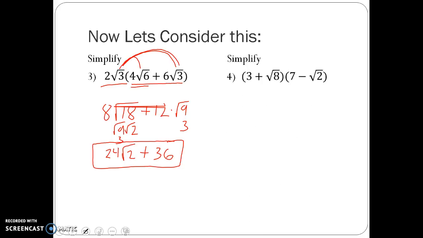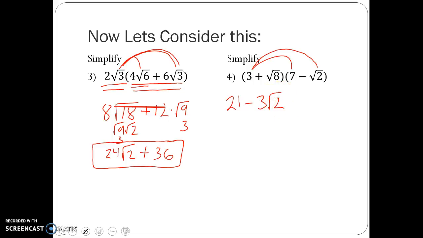Let's take a look at another one. Here, we're not multiplying a monomial times a binomial. I actually have 2 binomials that I'm multiplying together. So in order to do this problem, I'm going to have to FOIL. I'm going to take 3 times 7 is 21. Then I'm going to take 3 times negative radical 2. Well, that's going to be negative 3 radical 2.